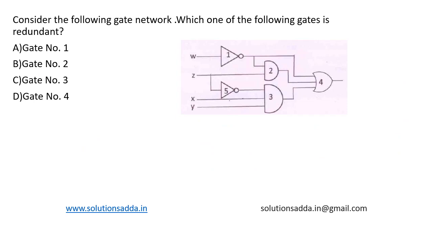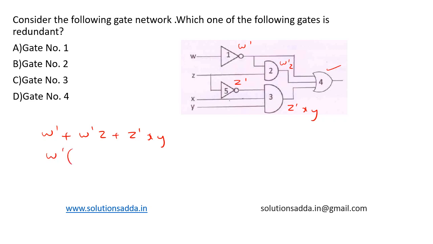This is a question from digital logic design. Consider the following gate network. Which one of the following gates is redundant? Let's try to find out the output here first. Gate 1 will produce W bar. Gate 2 will be having W bar Z. Gate 5 will be producing Z bar. And gate 3 would be producing Z bar XY. And gate 4 will be having the sum of all the outputs that are produced. So we'll be having W bar plus W bar Z plus Z bar XY as the output.